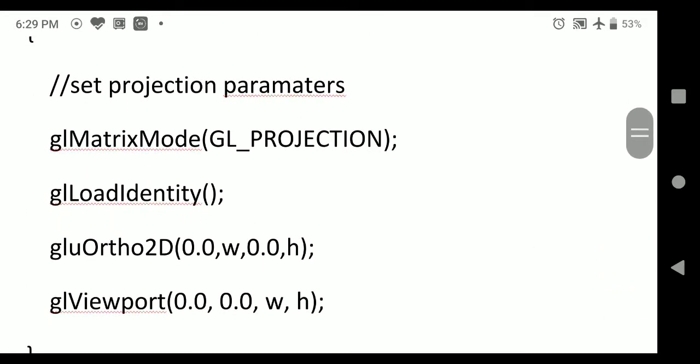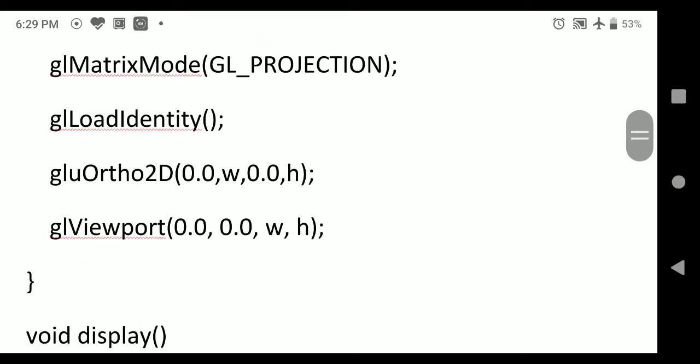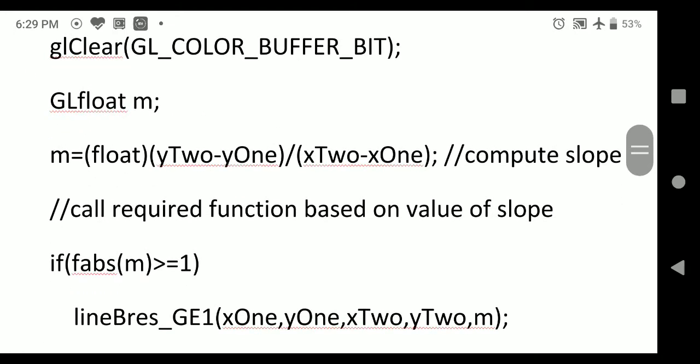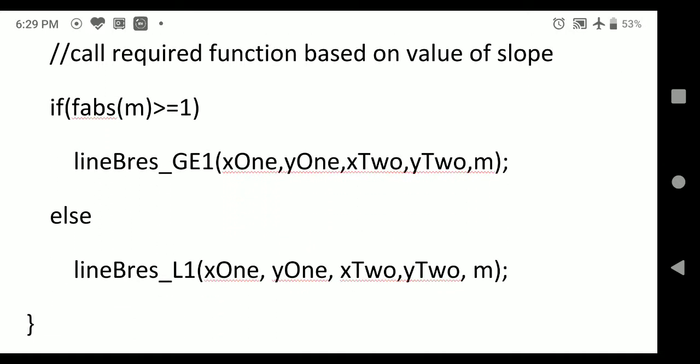Here the resize function is used for resizing the display on the window depending upon the window dimensions. The display function first calculates the slope, that is m equal to y2 minus y1 by x2 minus x1. And after obtaining the value of m, if m is greater than or equal to 1, we will be calling the GE1 function defined to draw the line. Otherwise, we will be calling L1, which is the function for slope less than 1.